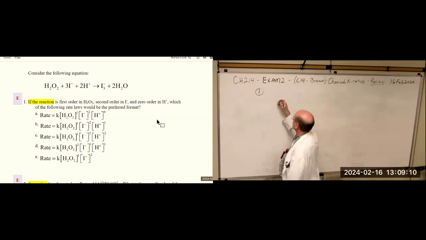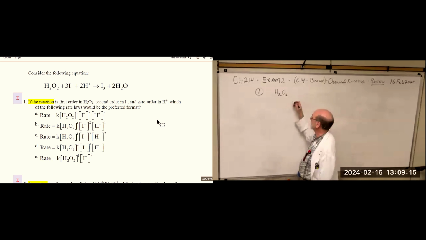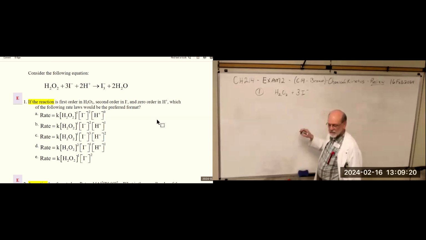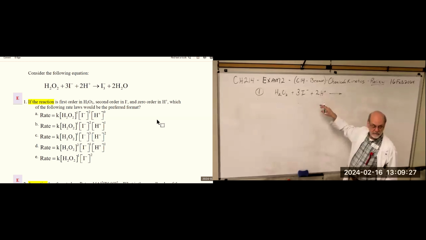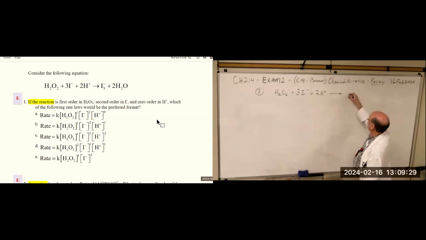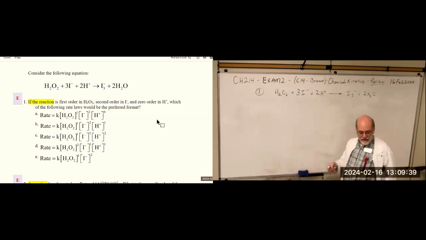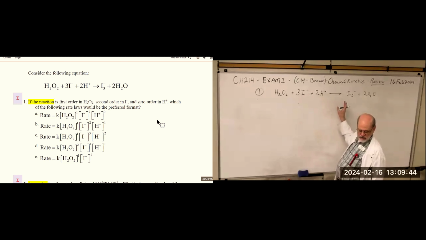Based upon this equation, hydrogen peroxide plus 3 iodines plus 2 H plus, which means it's in acidic solution. That's what that means. Makes I3 minus plus 2 H2O. All right. So that's the overall equation.